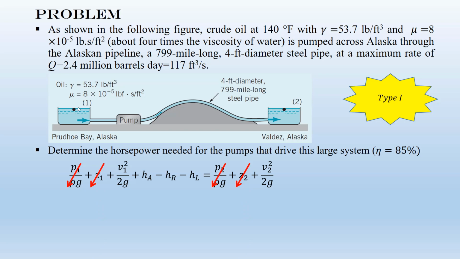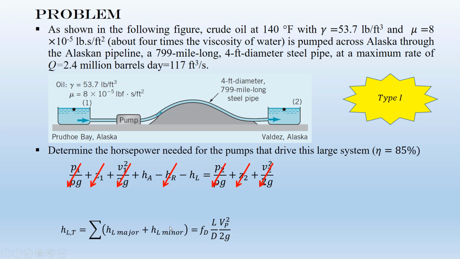The velocity, guys: because this is a single pipe, the diameter is constant, and because the volumetric flow rate is also constant, and you can assume this is an incompressible fluid, we can cancel the velocities as well. There is no turbine, so we can cancel the HR, and then we can write HL equals HA. So what is HL? HL is the total losses. It's a combination of major losses plus minor losses.